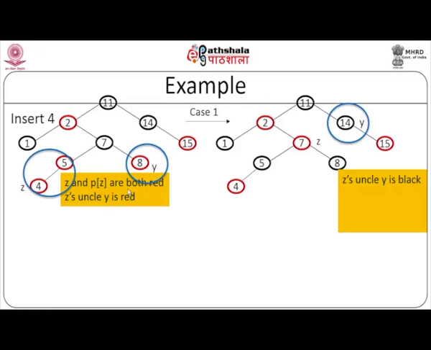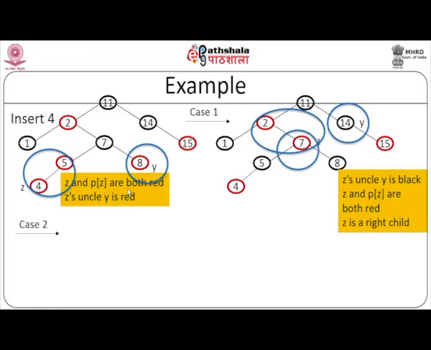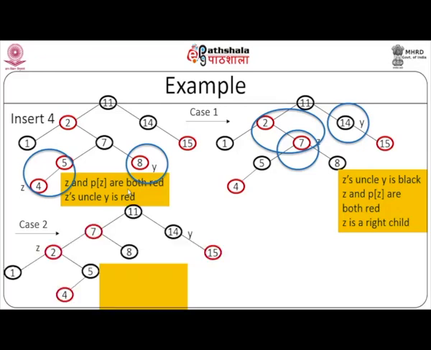So, we have done that, but what happens? 2 and 7 both continue to be consecutive red nodes. So, now my new z is 7, that is what we saw there also. Now, 7's uncle y is black. So, z and p of z are both red, and z is a right child, and so this boils down to case 2. So, what do we do? z and p of z are both red.